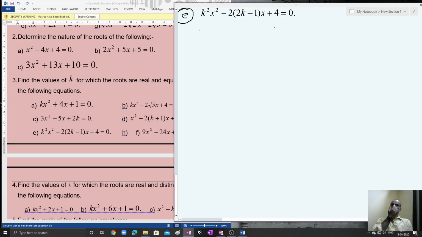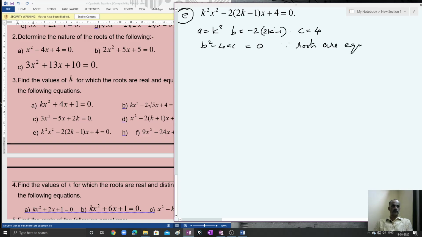kx square minus 2 into 2k minus 1 x plus 4. Given that roots are equal. a is equal to k square, b is equal to, be careful with that, minus 2 into 2k minus 1, and c is equal to 4. b square minus 4ac is equal to 0. What is the reason? Roots are equal, given. You should write like that, roots are equal. So b square minus 4ac is equal to 0.